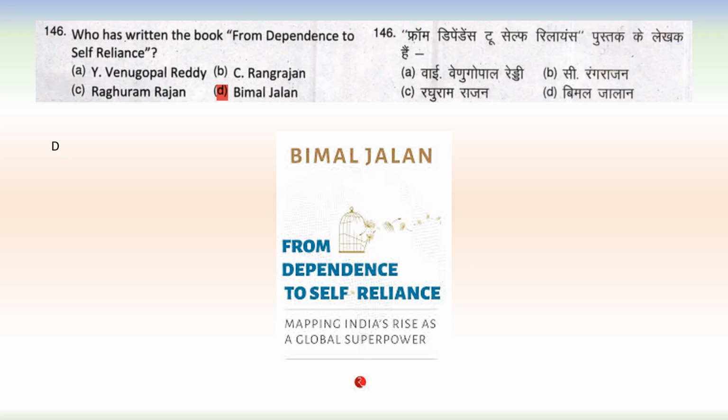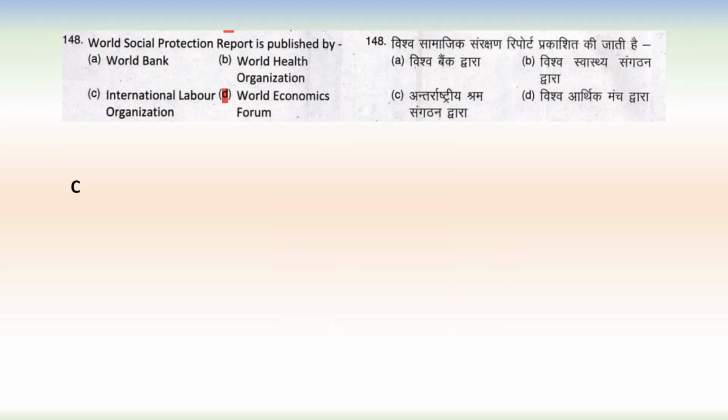Who has written the book From Dependence to Self-Reliance? So it is Bimal Jalan. He has been the governor of RBI, and he has written this book, From Dependence to Self-Reliance. Next one, World Social Protection Report. This is published by the International Labour Organization. So option C is correct here.